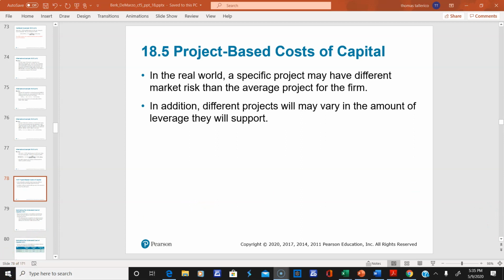All right, so before we go into project-based costs of capital, I want to attach two videos for adjusted present value and free cash flow to equity video to this one, because it's going to get kind of big, and then we'll do a part 3 picking up from slide 78, project-based cost of capital.